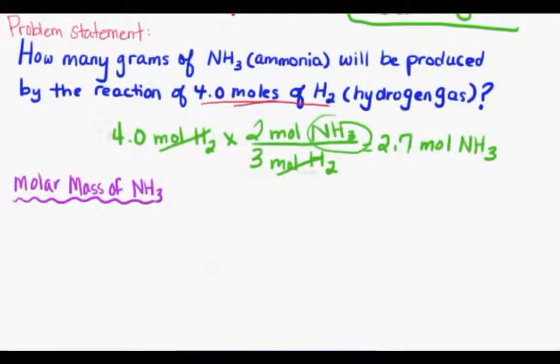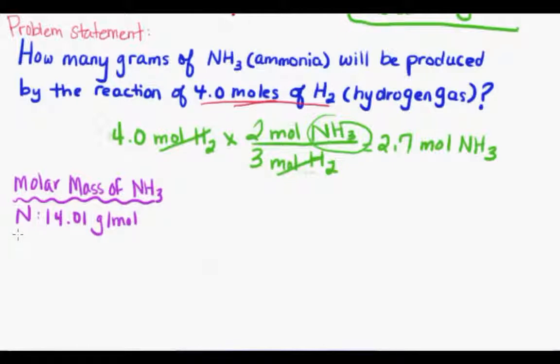Remember, anytime you need to use molar mass, the values can be obtained from a periodic table. They are the numbers listed directly below the elemental symbols. So let's get the molar mass for our required substance, ammonia. Ammonia contains 1 nitrogen, and the value for that is 14.01.